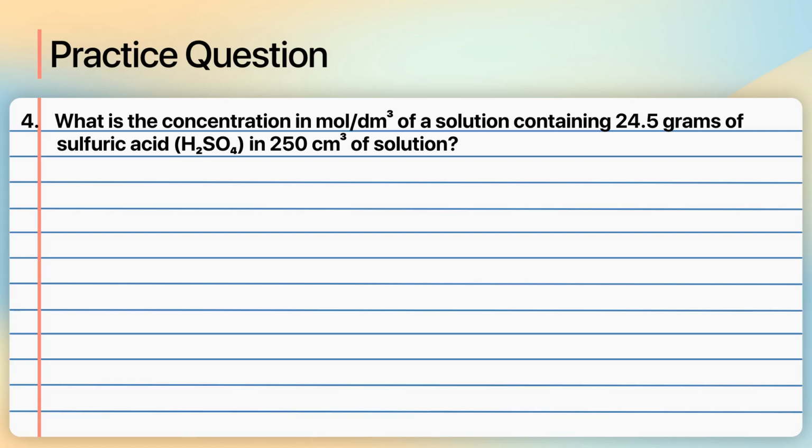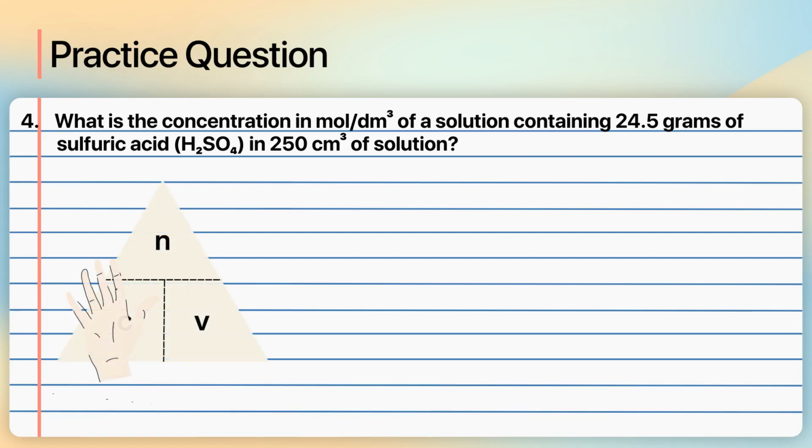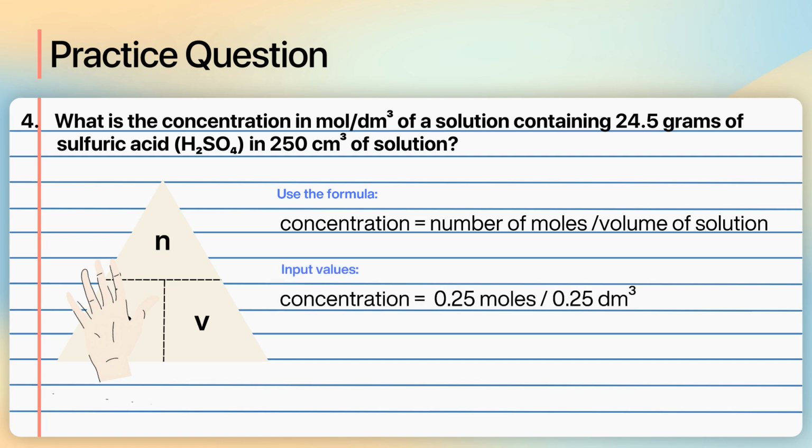Now we've got that in moles, we can use the triangle. Concentration equals number of moles divided by volume of the solution. So let's put our values in. As you can see, that means our concentration is 0.25 moles divided by the volume of 0.25 decimeters cubed. So the concentration of the sulfuric acid solution is 1 mole per decimeter cubed. Great work!